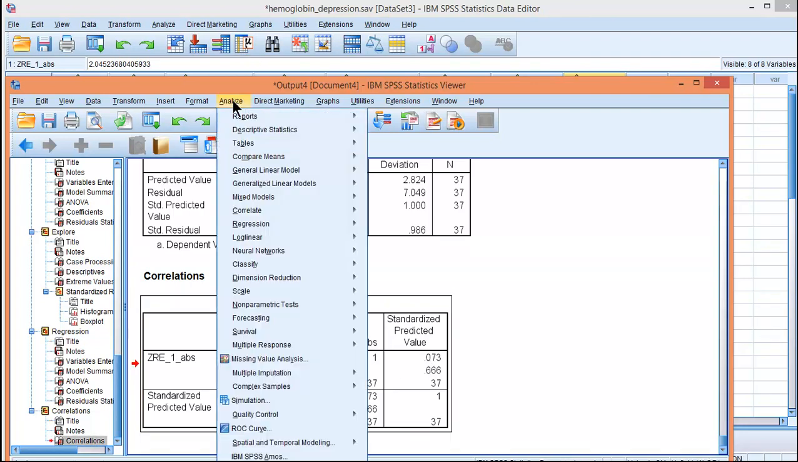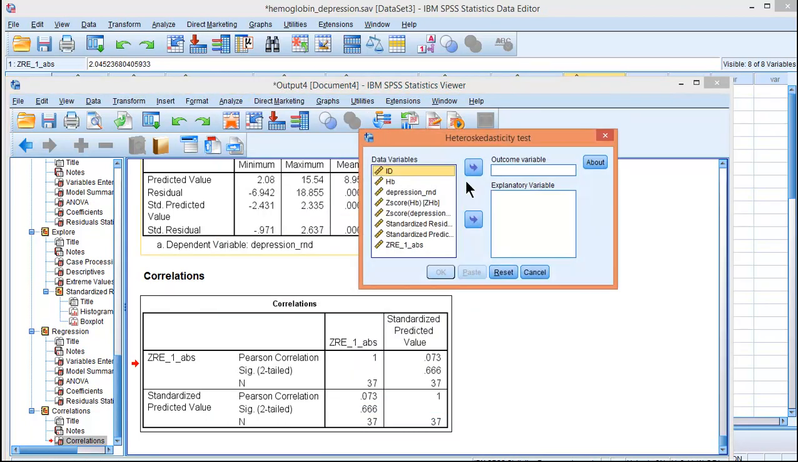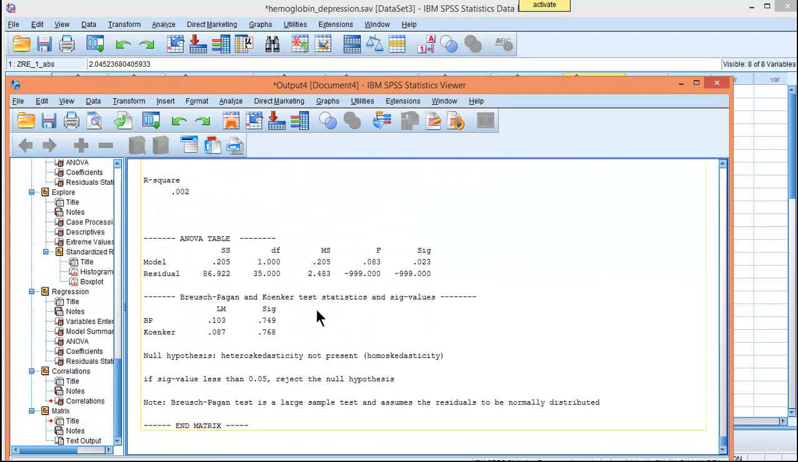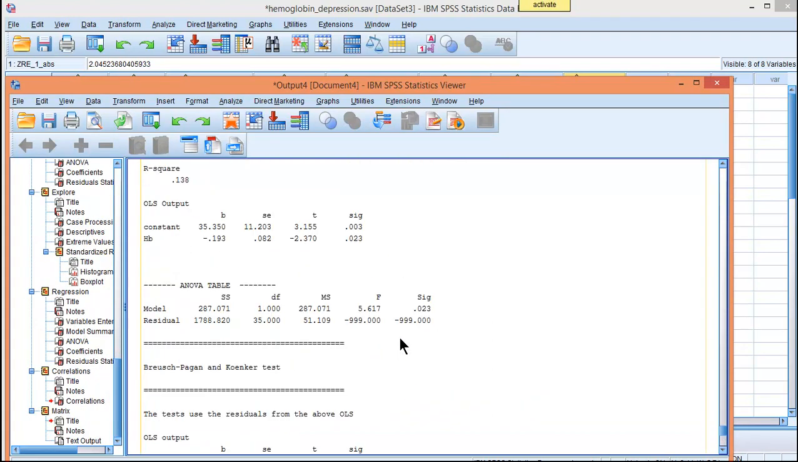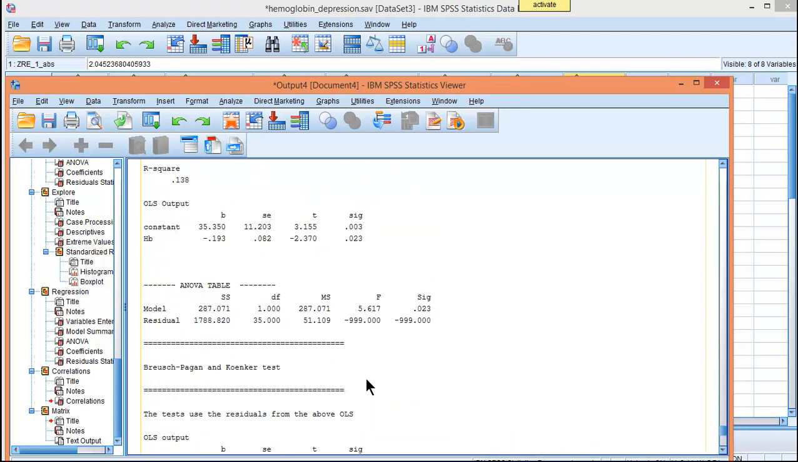So now let's back that up with the Koenker test, just to be extra thorough. And I want to use the HDB variable as the explanatory variable and depression as the outcome variable. You don't need to use the standardized scores for this analysis. For the Koenker test, use your raw scores. And it's not significant. So there you go. Koenker p-value 0.768 because that's greater than 0.05.